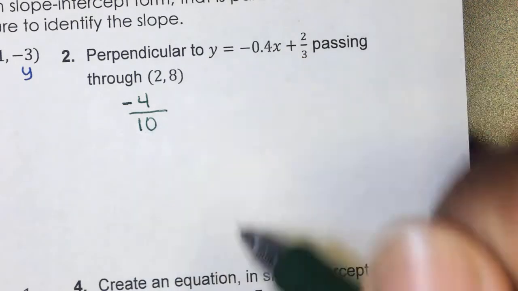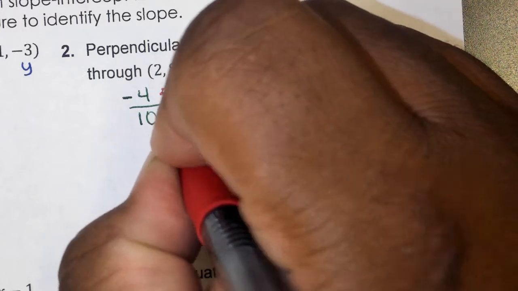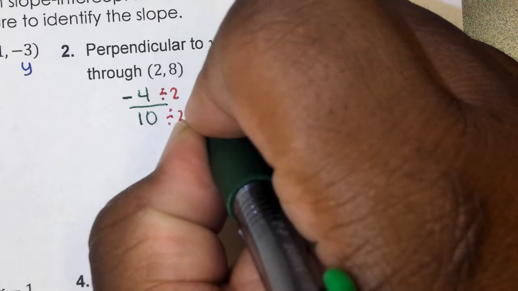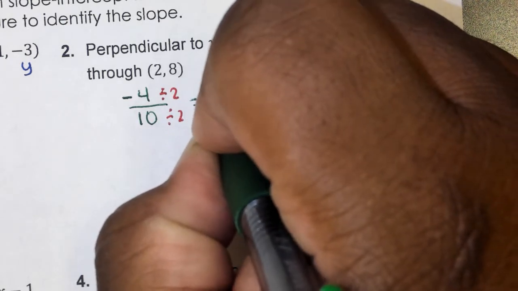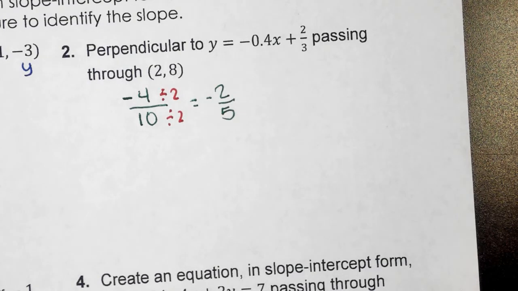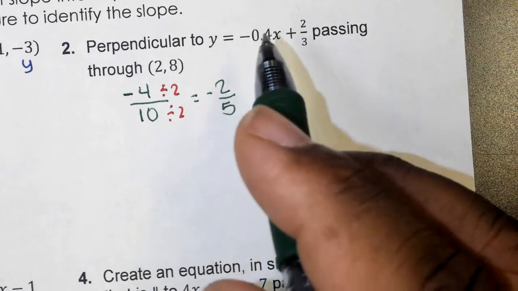But, you know, I can't leave it like this. It needs to be simplified. What can I divide by on top and bottom? It's -2 over 5. This is my fraction, or my slope, in fraction form. -0.4 can be written as -2 over 5 as a fraction. That's the case. This is going to be my fraction for my first line, my slope of my original line.